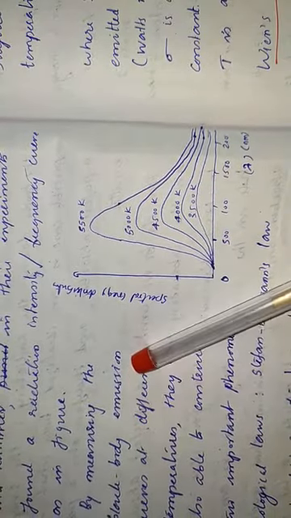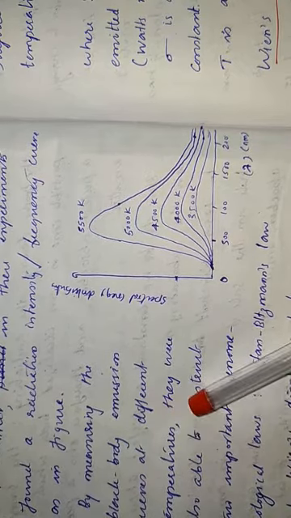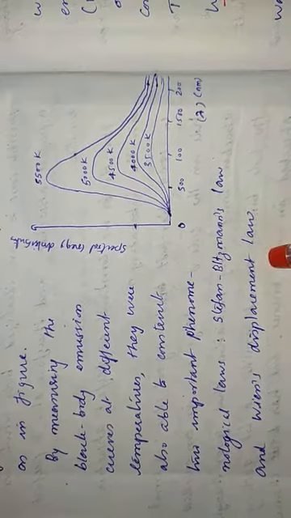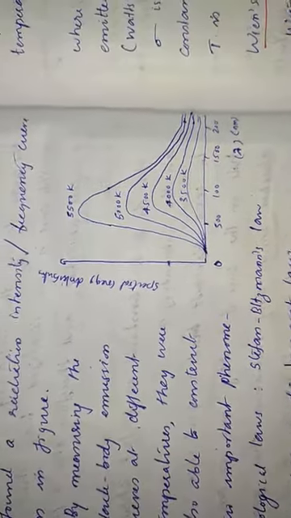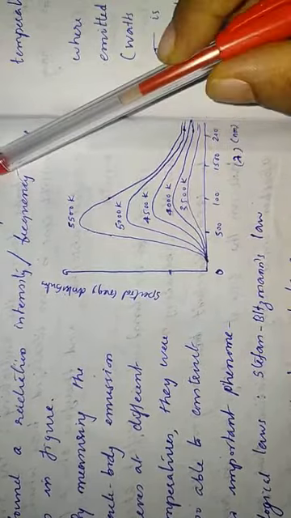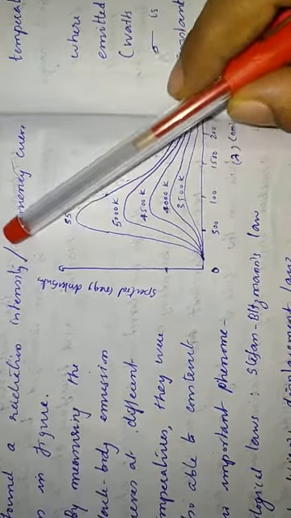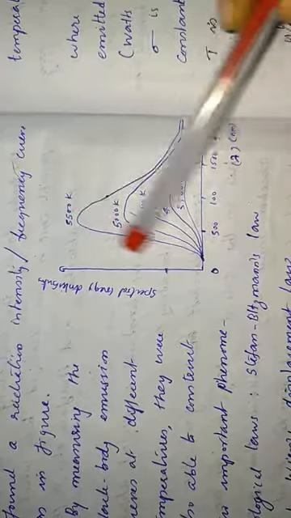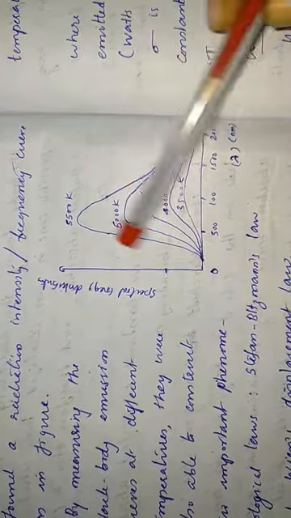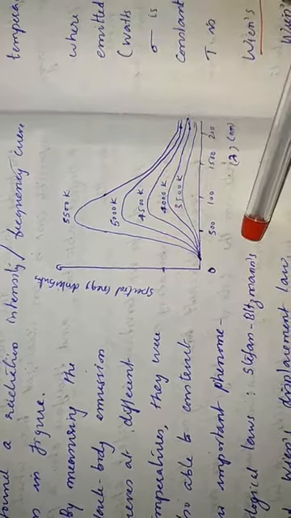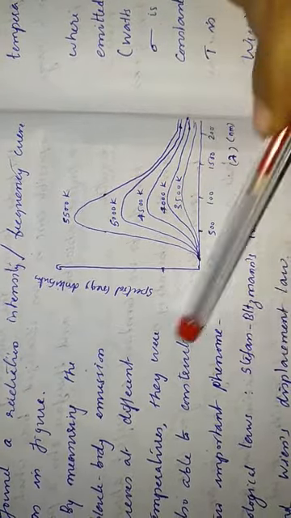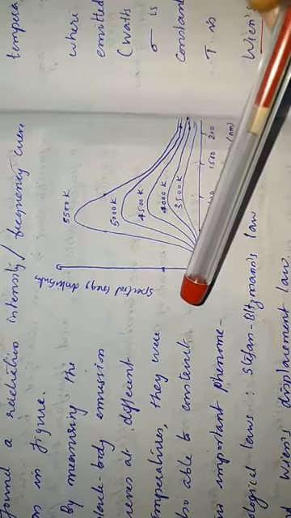By measuring the black body emission curves at different temperatures, they were able to construct two important phenomenological laws: Stefan-Boltzmann law and Wien's displacement law. So this is the Wien and Lummer experiments curve. That is, this is the black body radiation curve they measured in their experiments.